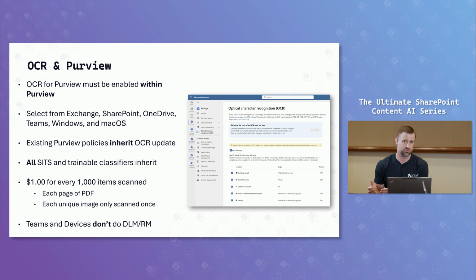And it's good to know that for teams and devices, if I've set up OCR, from a Purview perspective, it won't do DLM and RM, which is data lifecycle management: my retention policies and my records management labels. So if I have files on my device that have an image and I want to automatically add a record or retention label based on some type of sensitive information type, it won't be able to go down to the image, but that will work in SharePoint and OneDrive.